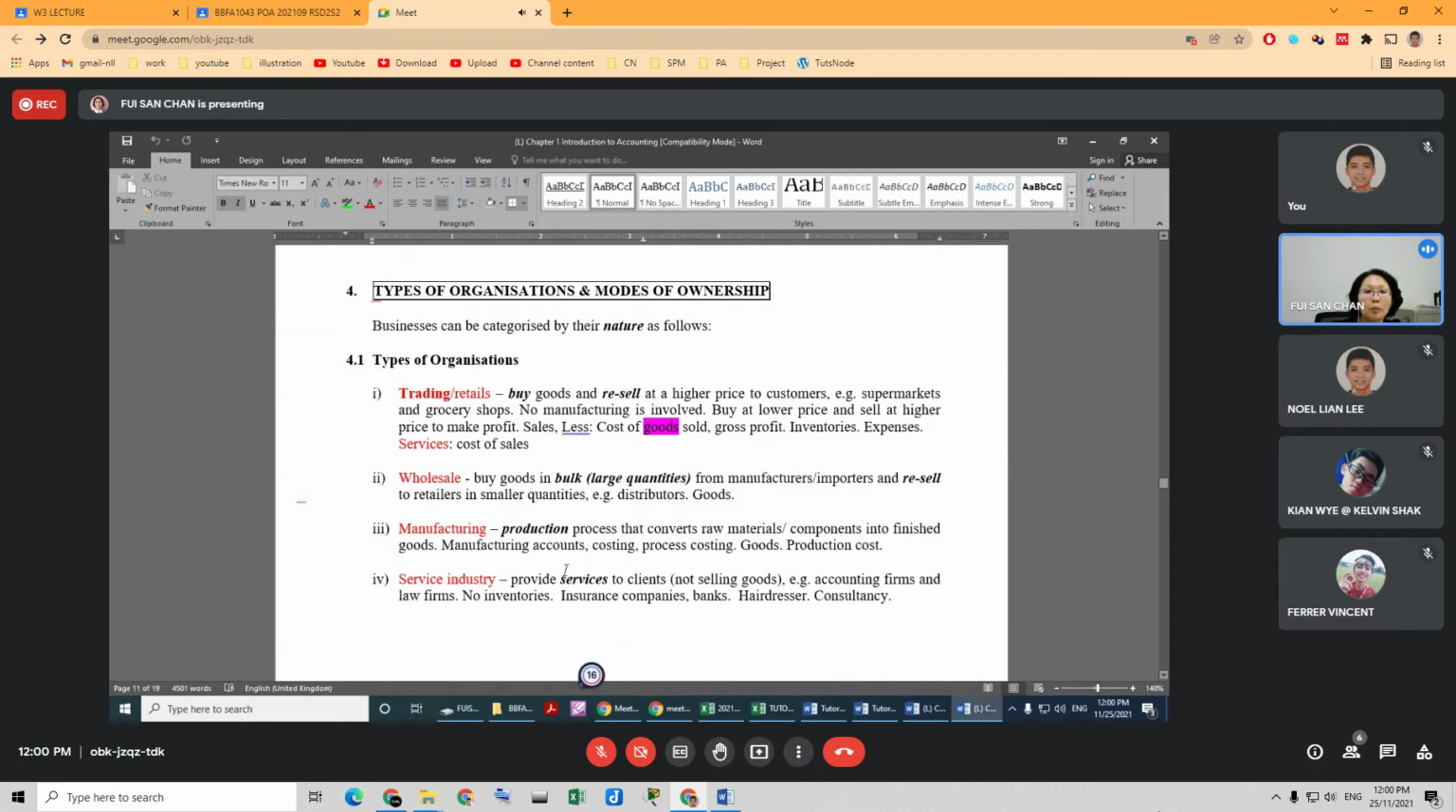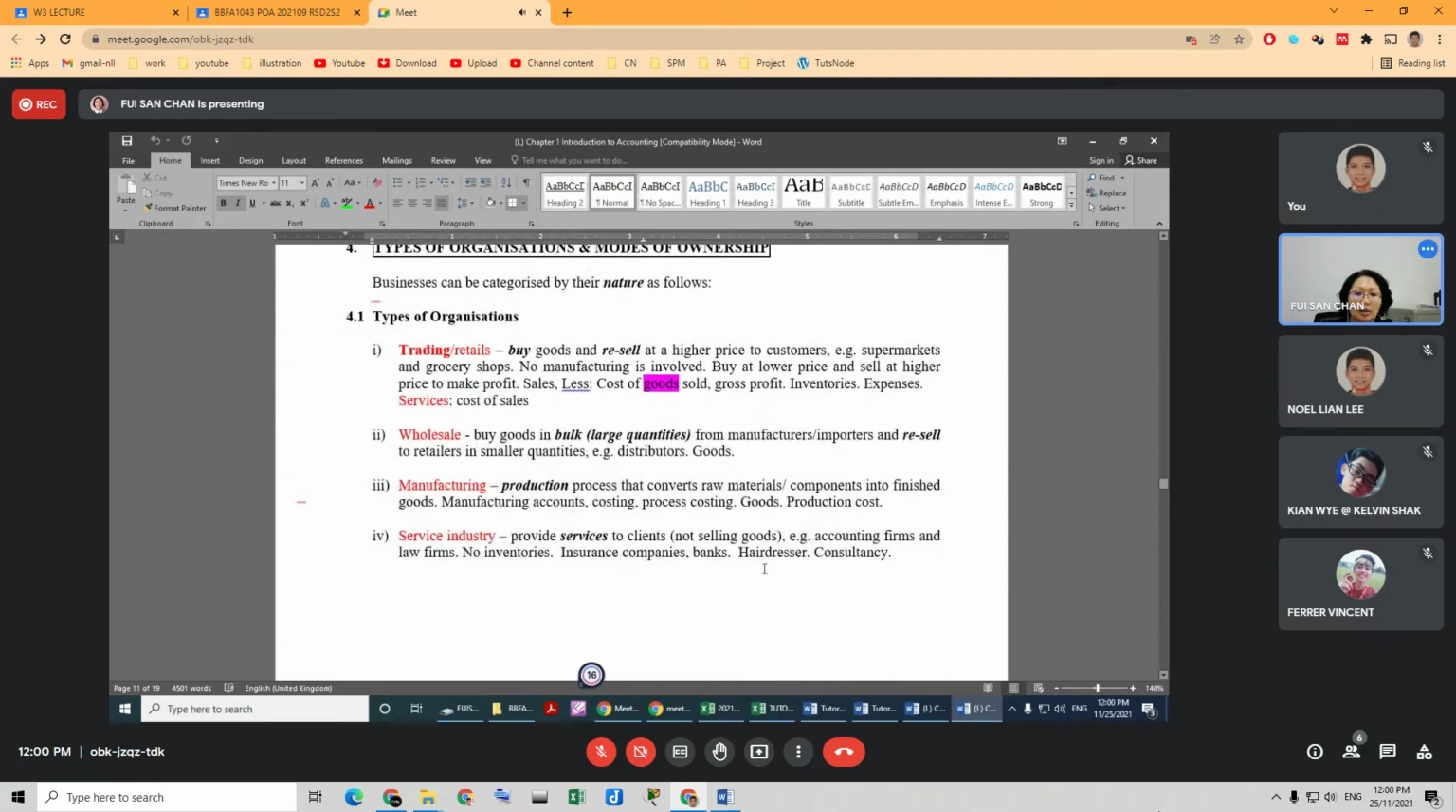Manufacturing is the manufacturer. Normally, manufacturers sell to wholesalers, and wholesalers sell to retailers. Service industry, like TAUC, is providing a service. Examples are insurance companies, banks, hairdressers, consultancy. How do you differentiate service from non-service? Service basically does not sell you goods, meaning you don't buy goods. A tire is considered goods. At a stationery shop, pen, eraser, foolscap paper are all goods. But with service, you don't buy goods.